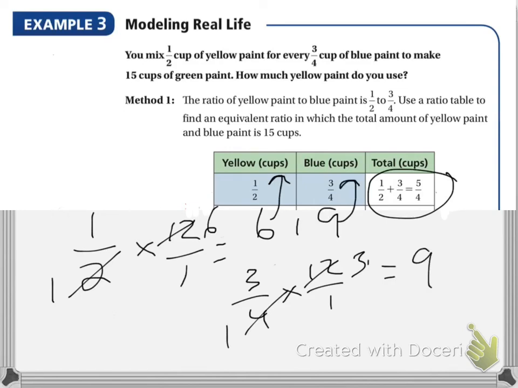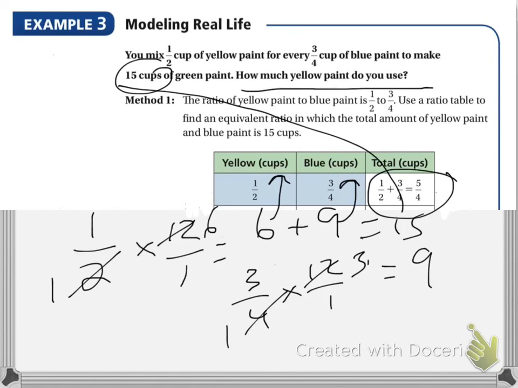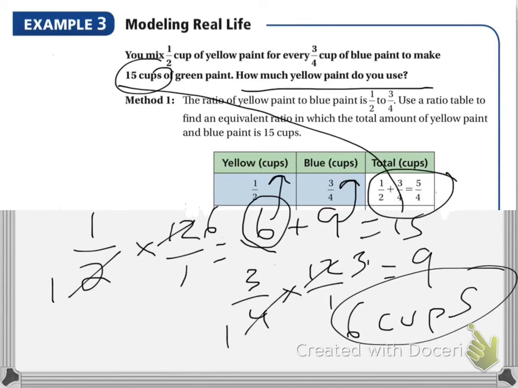And then if I add those together, 6 plus 9 equals that 15 that they wanted us to get. So now I'm going to look at that question. How much yellow paint do you use? Well, here we go. 6 cups of yellow paint would be my final answer.